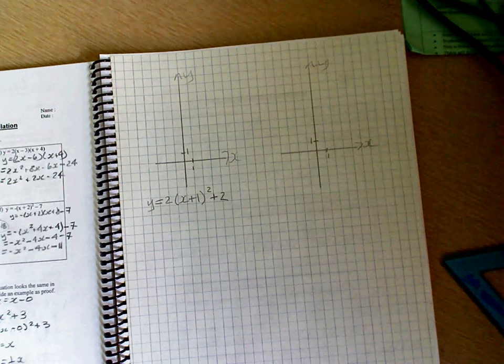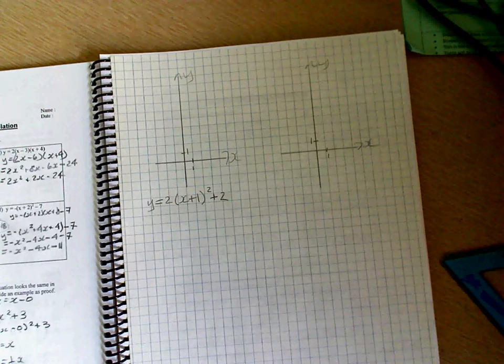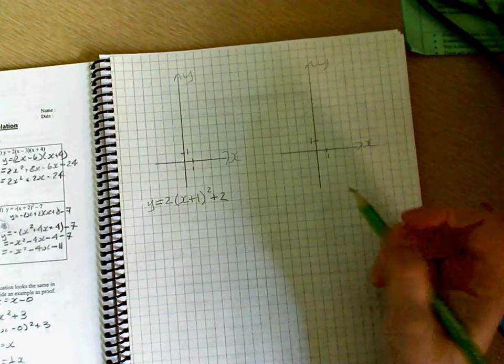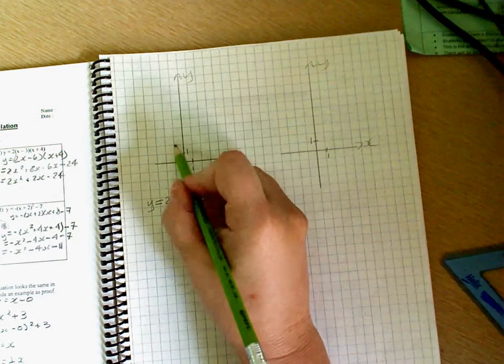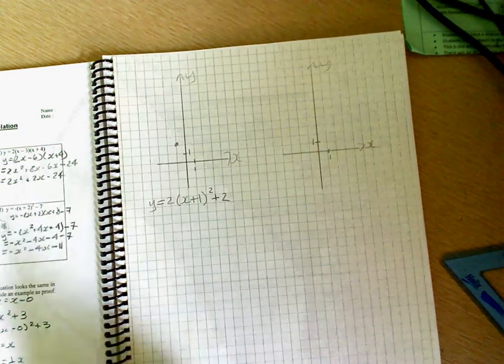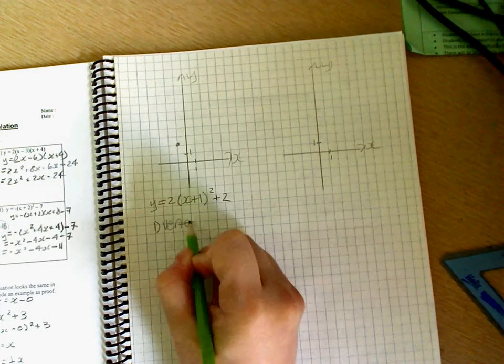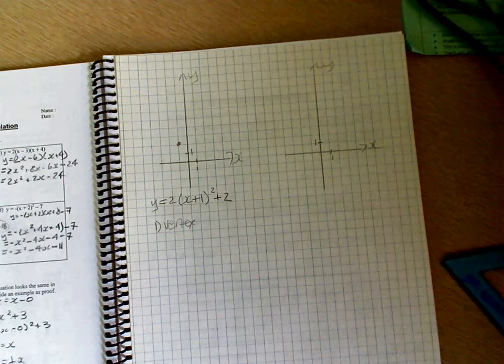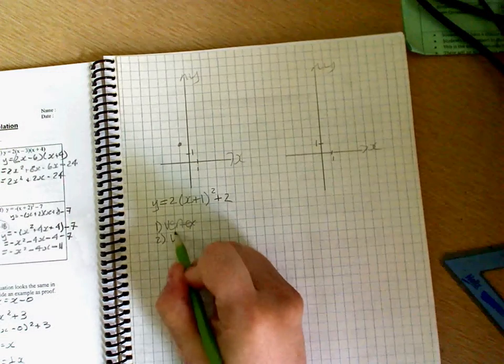I want you to watch before you graph it to see the steps, just to remind you of the path to take. First thing is plot the vertex. So the vertex is negative 1, 2. Negative 1, 2. Make a point. Vertex. Find it and plot it.